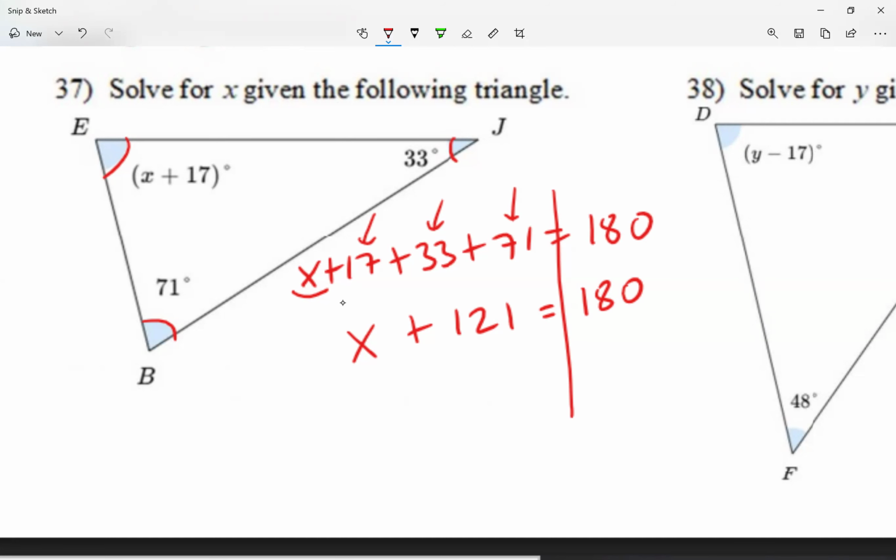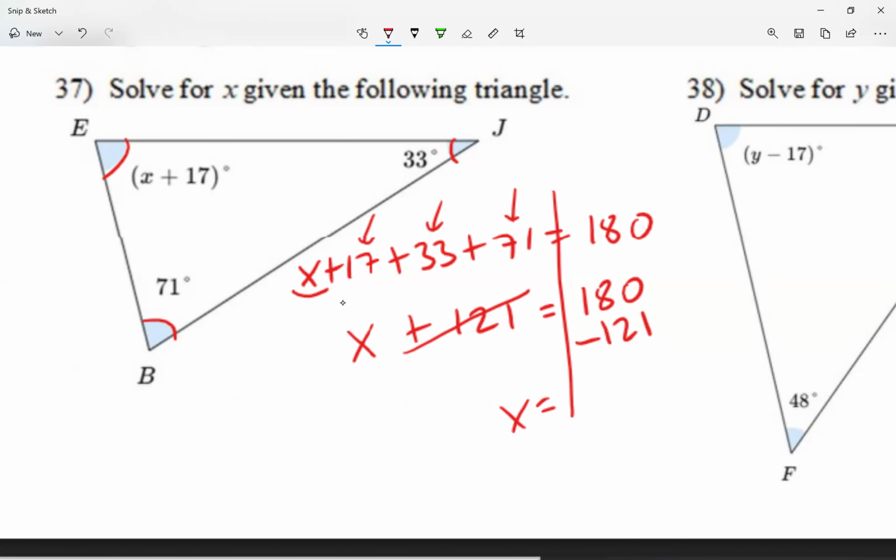I want x by itself, so this plus 121, I'm going to move it to the other side as a minus 121. Don't forget to switch the sign. So I get x is equal to 180 minus 121 is equal to 59. So x equals 59. Not bad. Doesn't have to be always x.